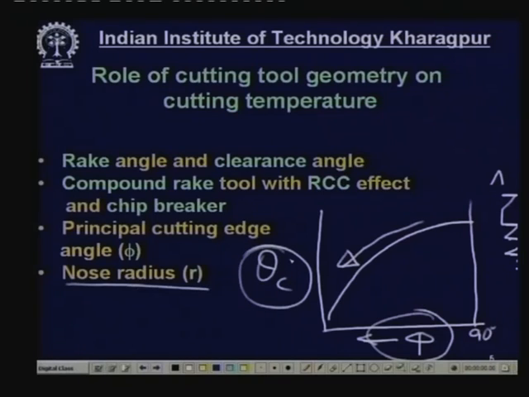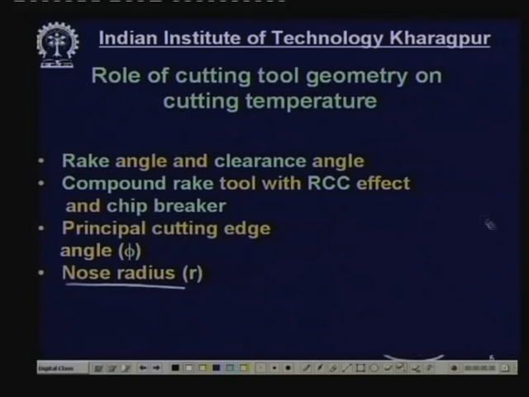Similarly, the nose radius. If the nose radius of the tool is large, then the contact length between the job and the tool increases, and that helps reduce the average cutting temperature. So, this is how the temperature can be controlled by controlling the tool geometry.